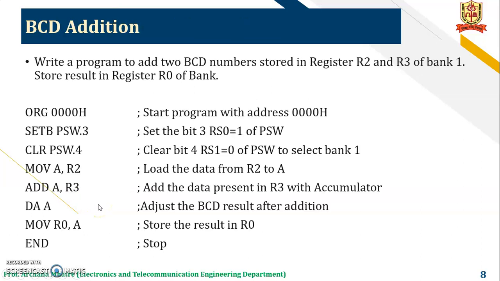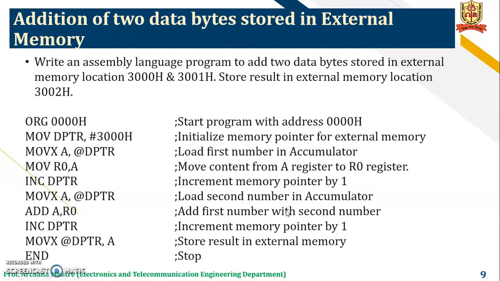Then stop the program. Now next is a BCD addition program, that is binary coded decimal addition. In this program the DAA instruction is additionally used. The DAA instruction is used after addition. So we have to add these two numbers, and after that DAA is used to adjust the binary coded decimal result after addition. So this is the BCD addition program.